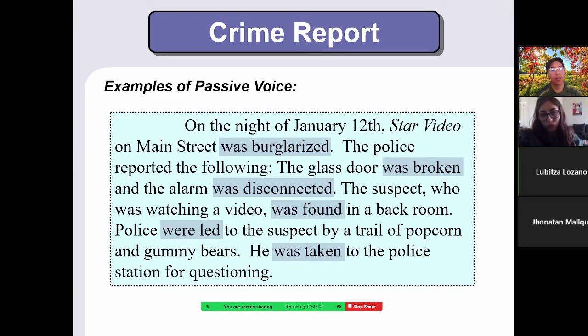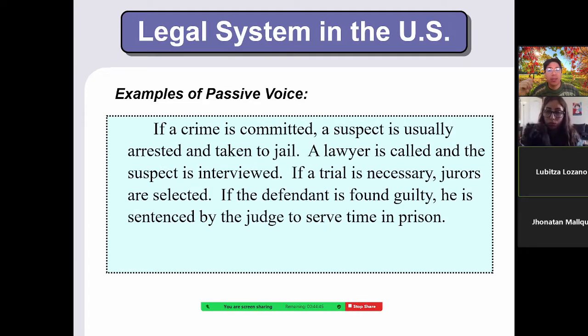So well, when it's obvious, and when I don't know, we omit the by structure. If you want, it's optional. You can say by someone, okay? Now let's continue. Legal system in the U.S.